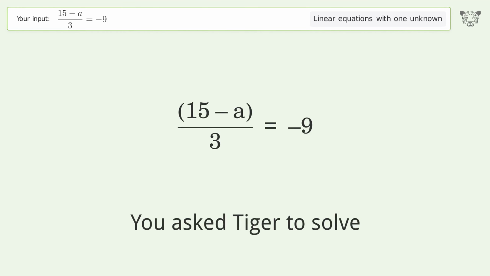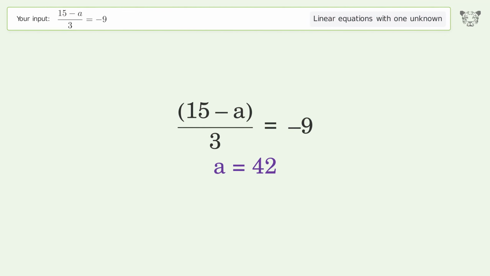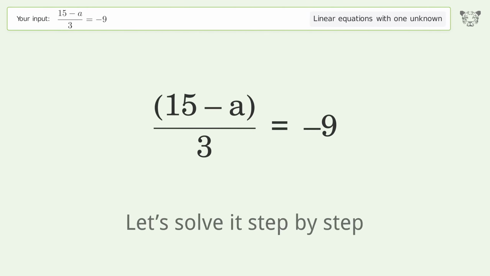You ask Tiger to solve. This deals with linear equations with one unknown. The final result is A equals 42. Let's solve it step by step.